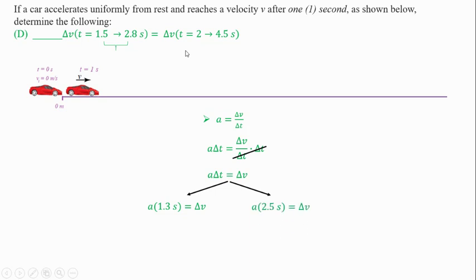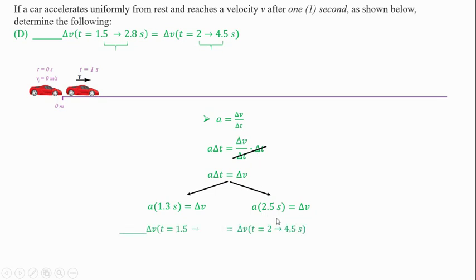On the right side of my statement here, I have A times 2.5 seconds. Well, why is it 2.5? Because the second interval of time given in this expression is from 2 to 4.5 seconds. So 4.5 minus 2 is 2.5. So that's where that 2.5 second comes from.